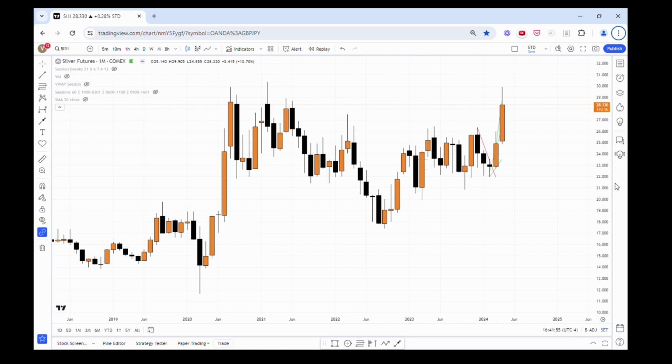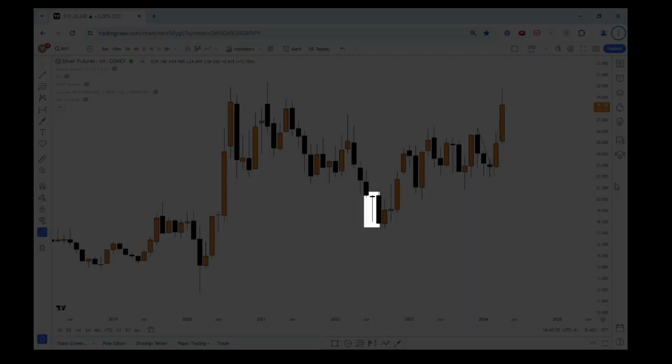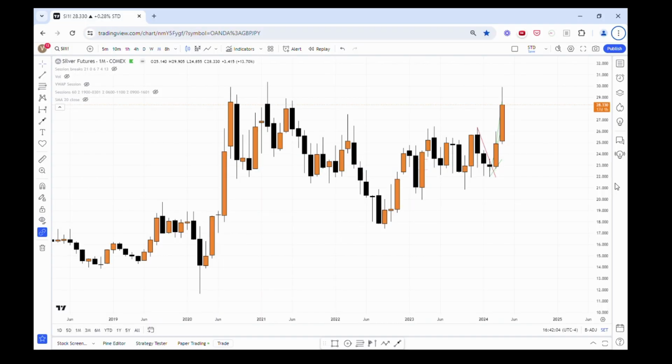Now it can be on any time frame, so you can see this hammer candlestick pattern appear on any time frame, a higher time frame or a lower time frame. In this example, I am just using the higher time frame, which is the monthly chart. Right here, you can see the pattern appear. So this is your hammer.